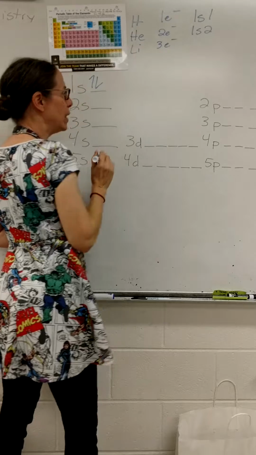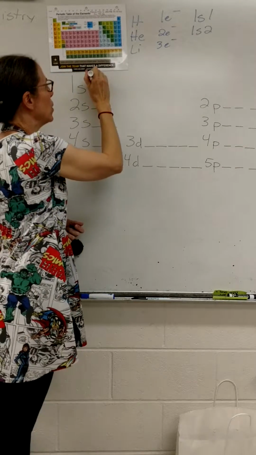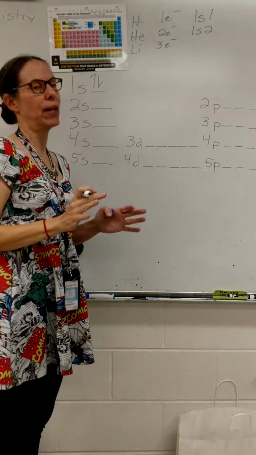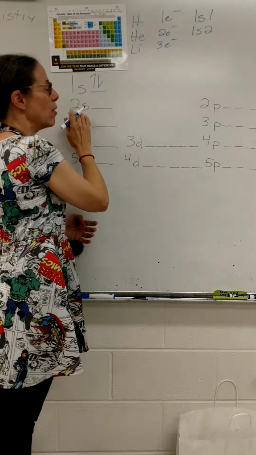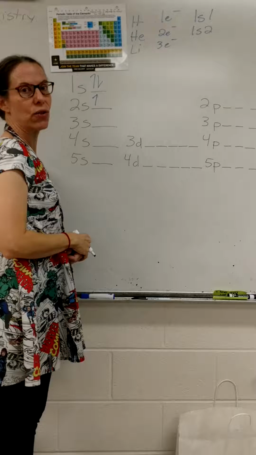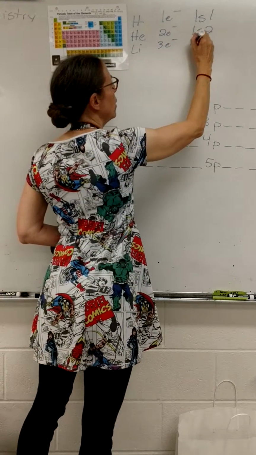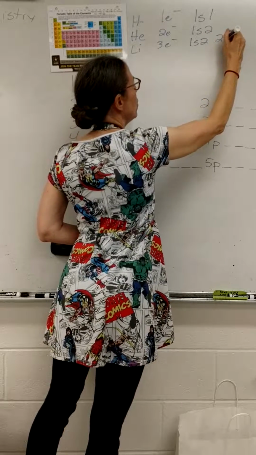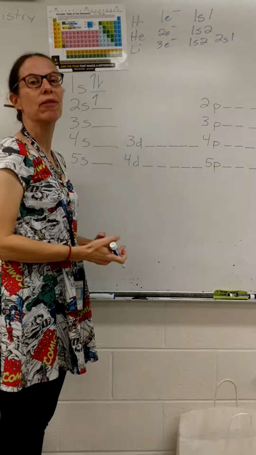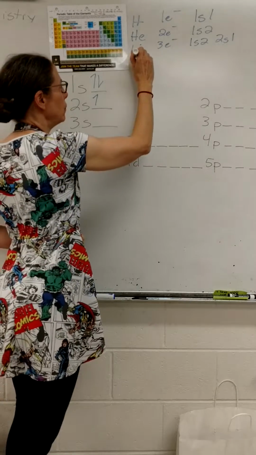Lithium has 3 electrons. So when I'm doing the orbital diagram for lithium, I'm going to draw my 2 electrons in 1s, but 1s is now full. I can't put anything else there. So I have to drop down to the 2s energy level, and I'm going to draw my 1 electron. So when I write the electron configuration for lithium, I will write 1s2, 2s1. The 2s is the energy level, and the 1 is the number of electrons in it. Let's move ahead. Let's do something like carbon.